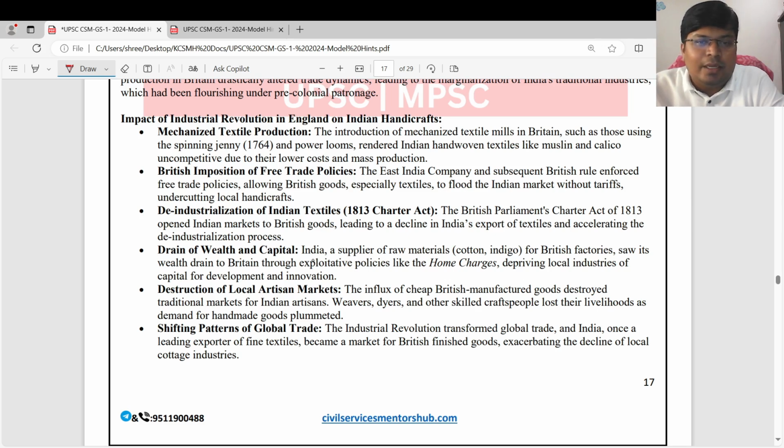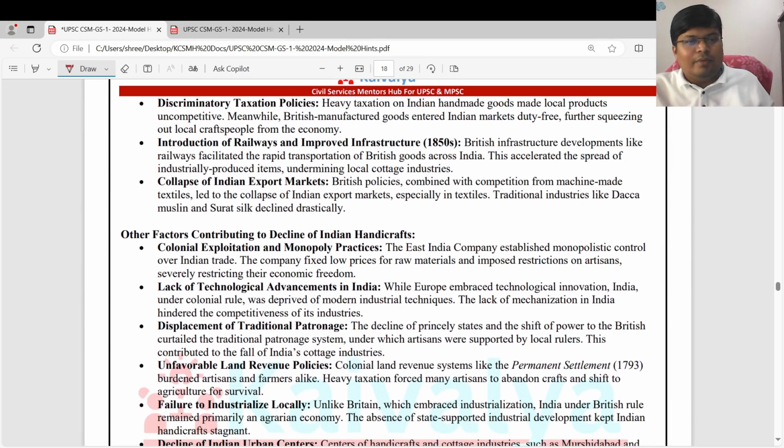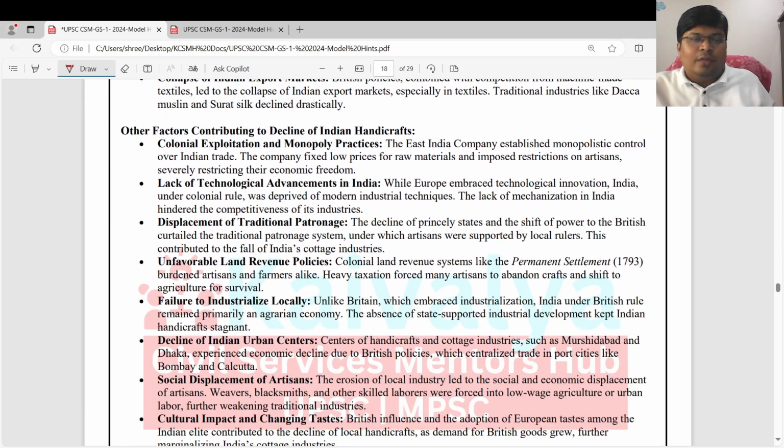Then British imposition of free trade policies after the 1813 Charter, the phase of free trade, then drain of wealth and capital, then destruction of local markets. So these points you can cover, and other factors: colonial exploitation and monopoly practices, then decline of patronage, because when the Britishers expanded their rule in India, the princely states lost control over their territory. So obviously their financial power also decreased. So it led to the abandonment of patronage to the artisanal cottage industry.